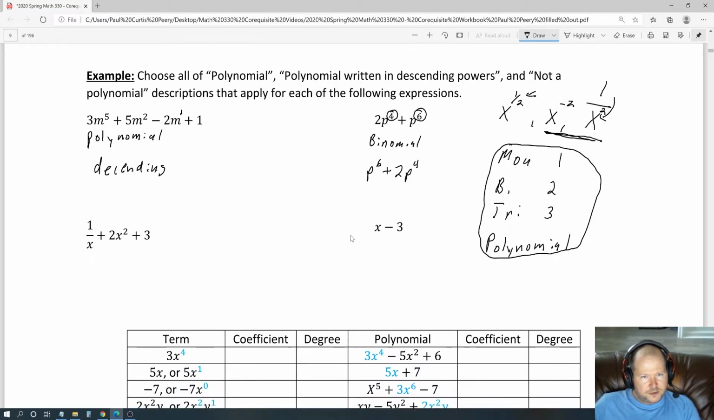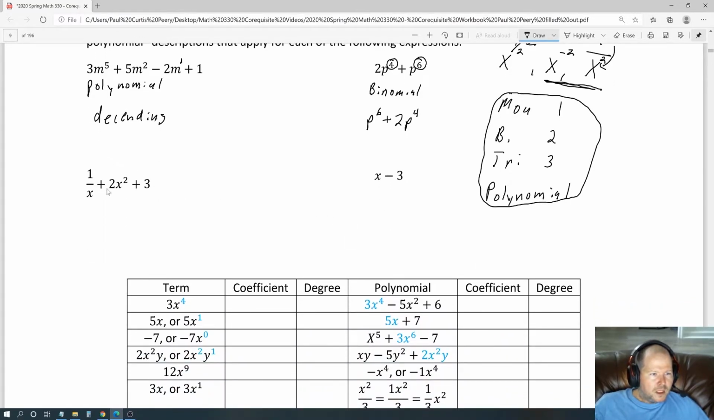All right, so let's try the next one. Now notice that this one has a variable in the denominator. Now since it has a variable in the denominator, this is not a polynomial. Sorry about my handwriting. Okay, now at this point, it doesn't really matter whether you write in descending order or not, because it's not a polynomial. It's just that generally speaking, the correct way to write polynomials is in descending powers. And we'll get into kind of why that is later.